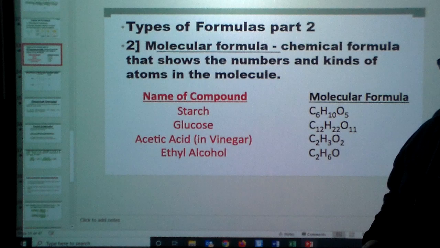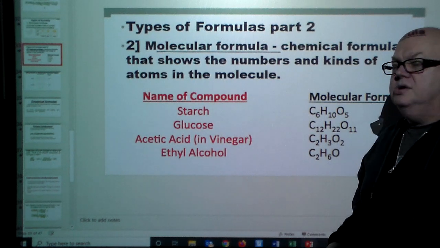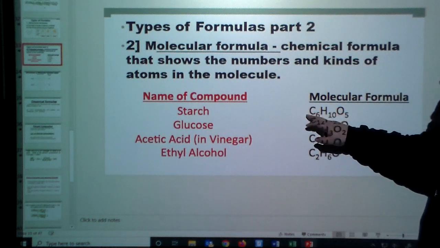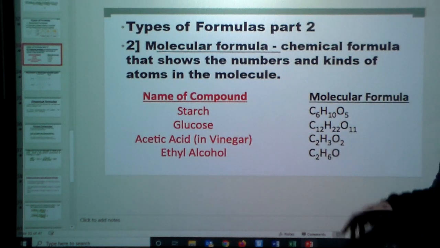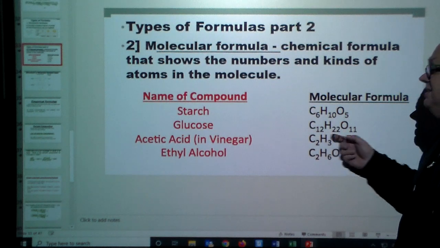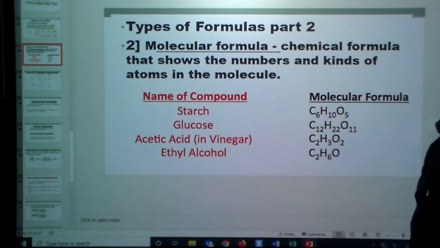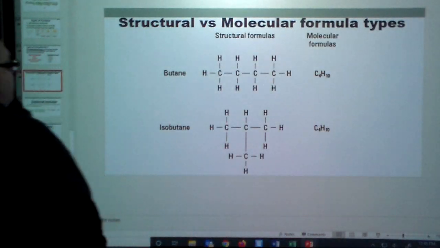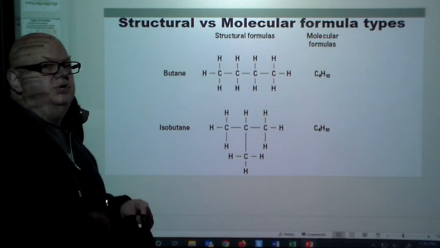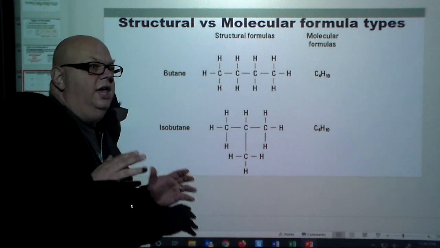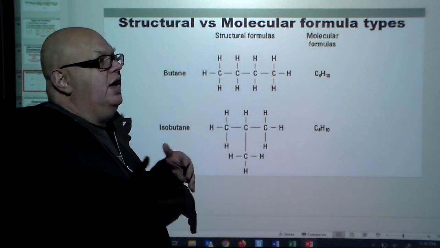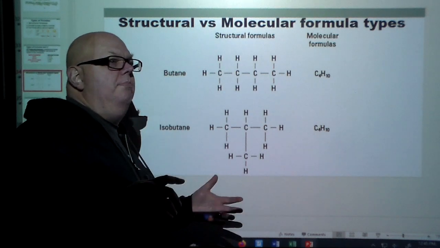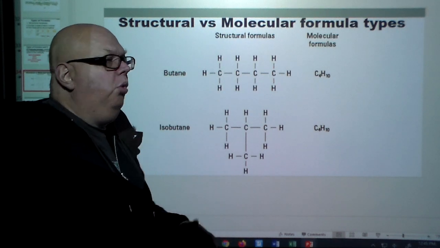They all tell me there's carbon, there's hydrogen, there's oxygen, and how many of each kind. Because remember, the numbers tell you. It gives you the identity of what that material is that you're working with. Okay, let's take another look. So if we look at structural versus molecular, why would we care? I mean, if structural tells us how things are put together, but all we really need are just the pieces and the number, why would structural be so important?